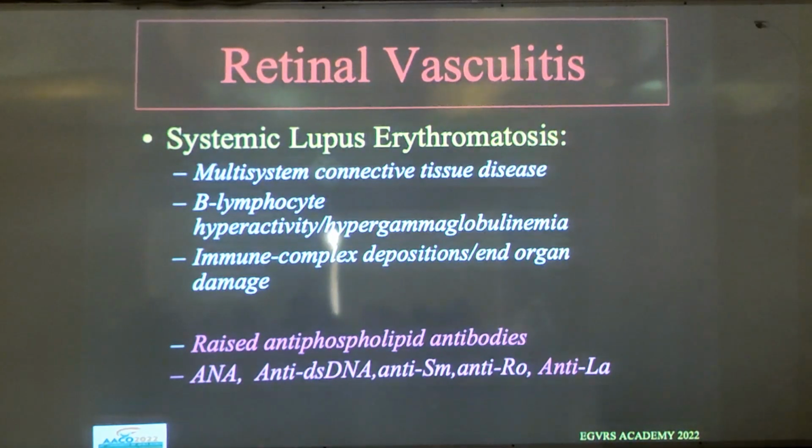Systemic lupus erythematosus, again, one of the causes of vasculitis, not uncommon. It's a multi-system connective tissue disease. B lymphocytes are involved, hyperreactive with hyperglobulinemia. So it's an immune complex deposition disease affecting the vessels with end organ damage, whether the retina, the heart, the kidneys, and so on. So how do I diagnose it? You know the raised antiphospholipid antibodies, ANA, anti-double-stranded DNA, and anti-La, anti-Ro are positive.